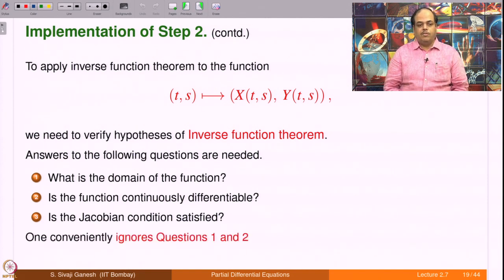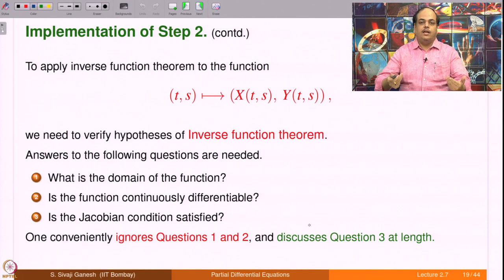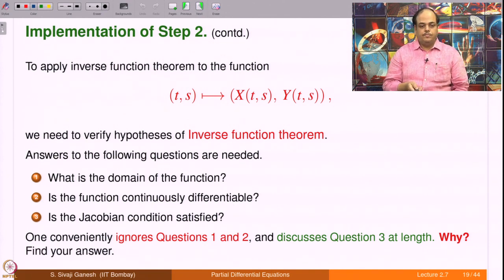Usually, one ignores questions 1 and 2 and just concentrates on the third one at length. In fact, the Jacobian condition is never checked; it is put as part of the assumption, and then one proves the theorem. But still, 1 and 2 are important. If you ask why, you will understand later on. I will not give the answer; you think about this question.